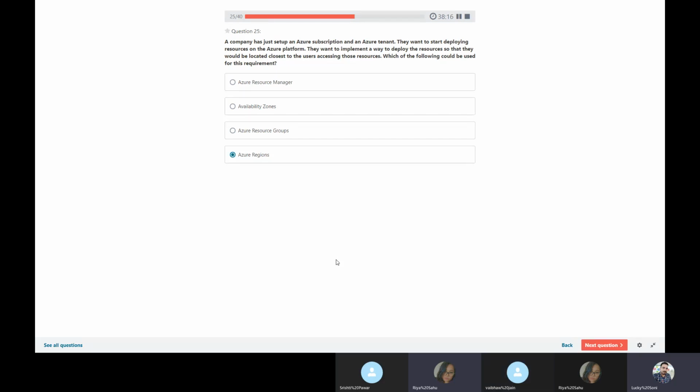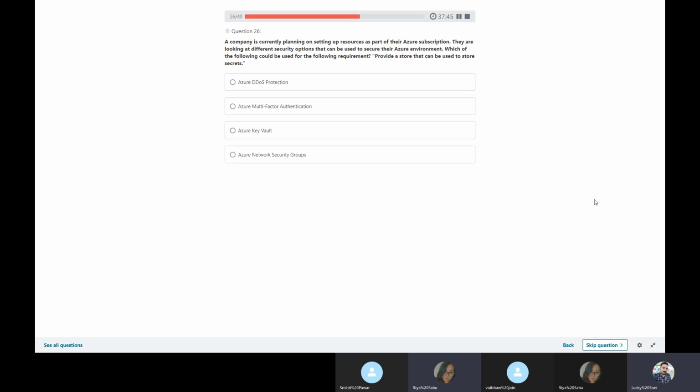A company just set up an Azure subscription and Azure tenant. They want to start deploying the resources onto the Azure platform. They want to implement a way to deploy the resources so that they would be located closest to the users accessing the resources. So it's placing resources closest to the user. Which of the following could be used for this requirement? Azure region only, right? Okay.